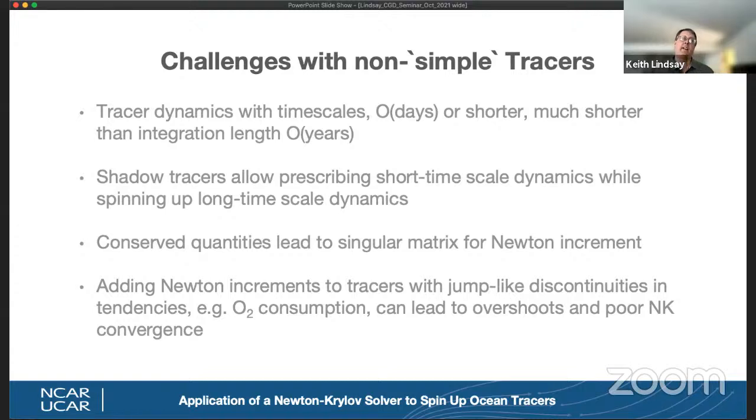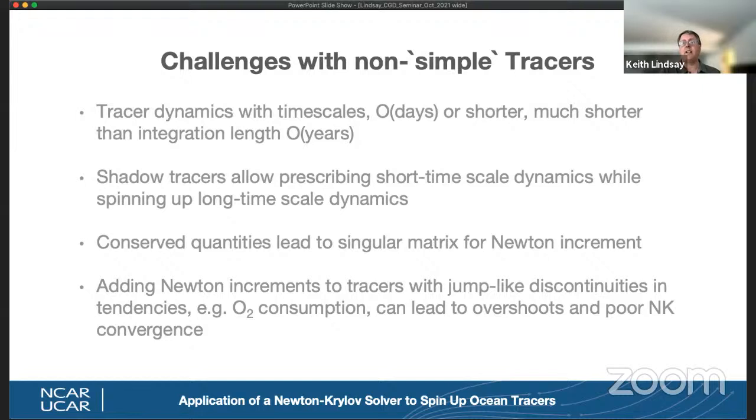And so the nonlinearities that you have in these tracers have timescales that the linearization of Newton's method does not see. And so this makes it complicated to apply the linearization of Newton's method to these tracers. There's a framework for using what I refer to as shadow tracers that I'll describe in a couple slides that helps deal with that problem.